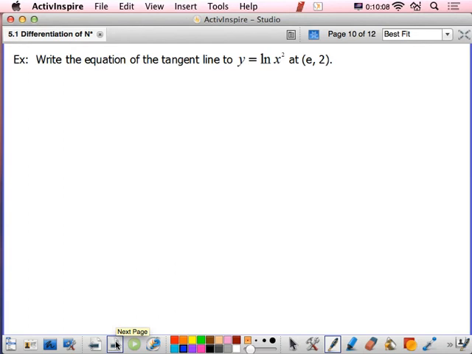Alright, so now let's do something a little different. Let's write the equation of the tangent line to y equals natural log of x squared at the point e comma 2. Okay, so to write the equation of a tangent line, we first have to find the slope, right? So that means we have to find the derivative. So y prime equals, what's the derivative of natural log of x squared? 2x over x squared, which is 2 over x, right? Then I have to find the slope, and I do that by substituting the x value in. So the slope is 2 over x, which is 2 over e.